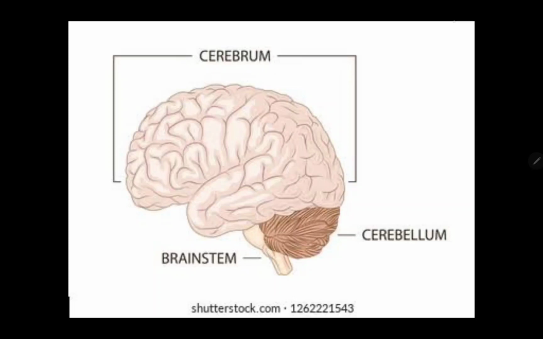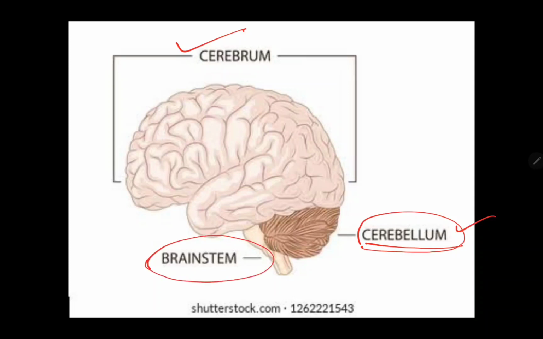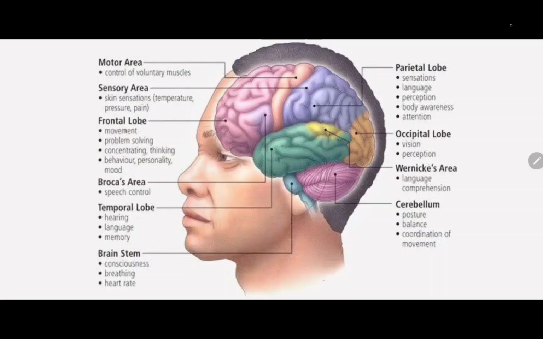The second largest part is your cerebellum. This is the first largest part and this is the second largest part. This is the cerebellum. And underneath is the brainstem. So basically the parts of the brain are cerebrum, cerebellum and brainstem. This brainstem connects the entire brain with the spinal cord over here. The outer layer of the brain is known as the cortex.